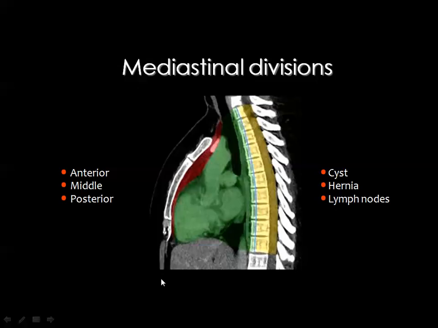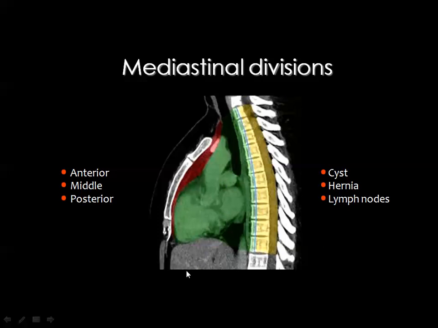Then you may also remember that we have handled the mediastinal pathology in three main categories: the anterior mediastinum, which is anterior to the heart, posterior to the sternum; the posterior mediastinum, which is posterior to the heart, anterior to the spine; and the middle mediastinum, which is presented here in green, including the heart, the great vessels, and the mediastinal lymph nodes.